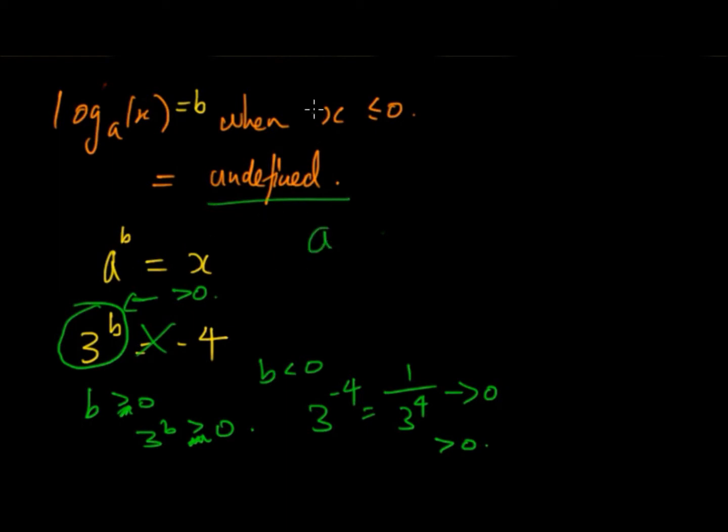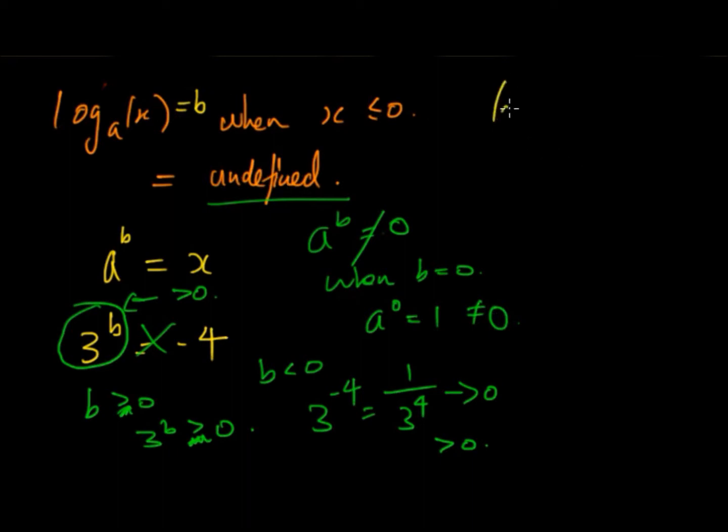And also if x is equal to 0, then we have a to the b is equal to 0. Even when b is a really negative number, it's still going to be greater than 0 even though it approaches. It's going to be a very, very small number, but it won't be equal to 0. When b is equal to 0, then we have a to the 0, which is equal to 1. And 1 is obviously not equal to 0. So when you have log a to the x, and x is a negative number, then it's undefined.